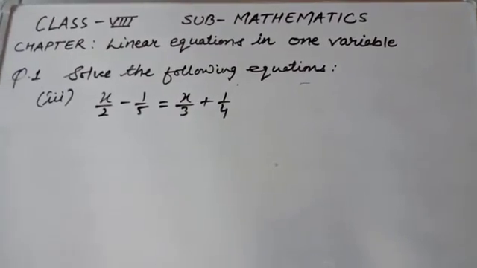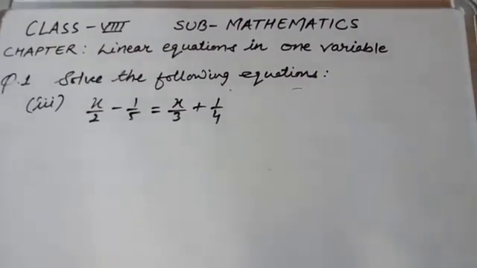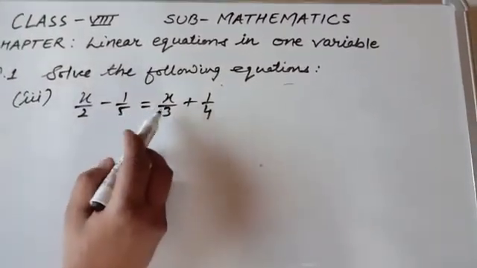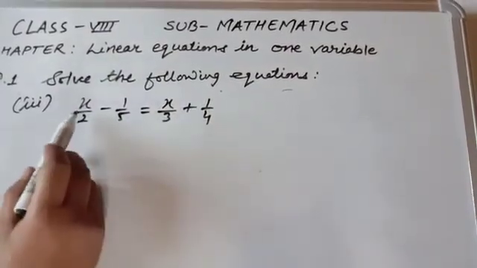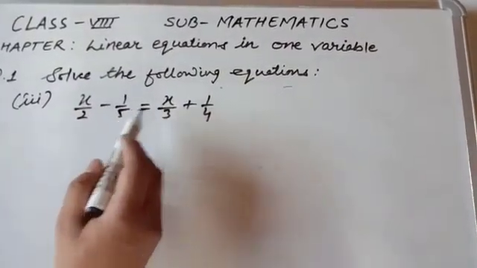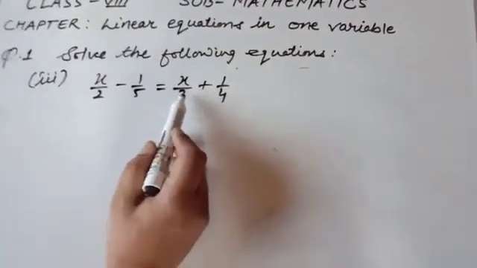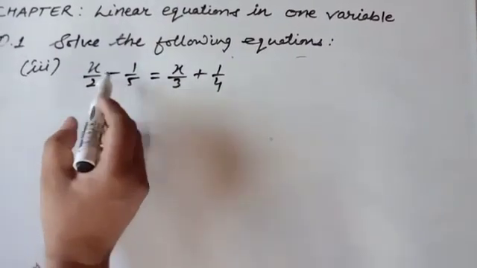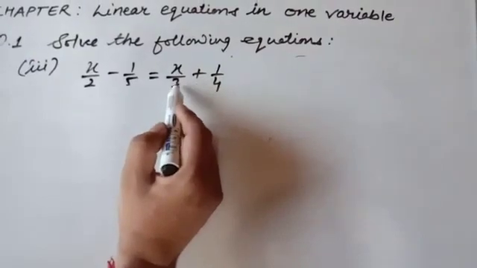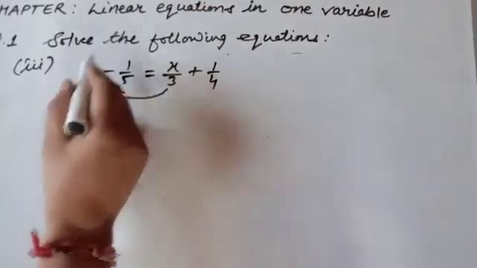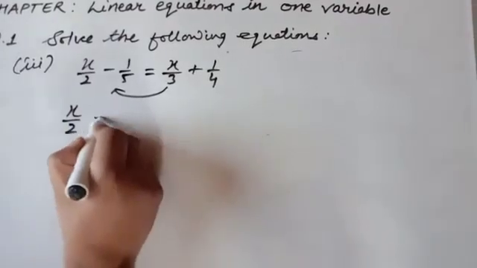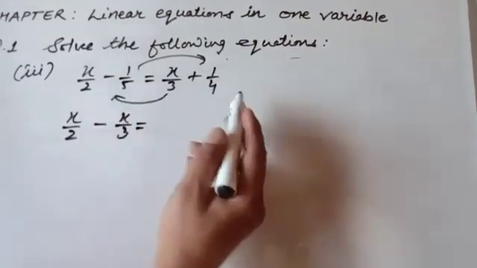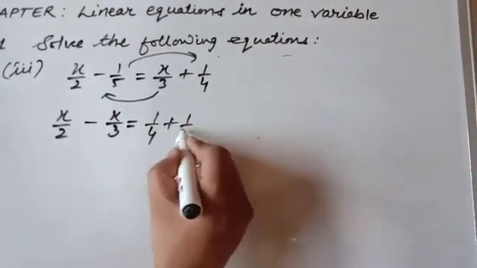Now students, we will solve one more linear equation, a different linear equation. So in this linear equation we have x upon 2 minus 1 upon 5 is equal to x upon 3 plus 1 upon 4. Here we have the variable x on both sides. Now look at the denominators of both the variables. So here we have 3, here we have 2. That means x upon 2 is more than x upon 3. So we transpose x upon 3 from right to left. That means x upon 2 minus x upon 3, and we transpose minus 1 by 5 to the right side, 1 by 4 plus 1 by 5.